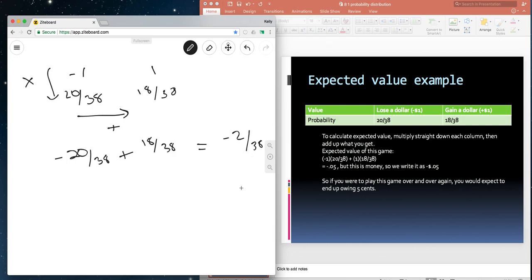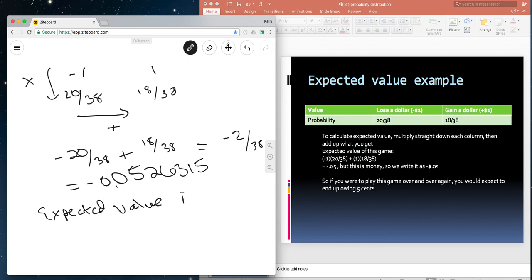Okay, well, I don't really know what -2 out of 38 means. So you can plug that in your calculator, and you get that that's really equal to -0.0526315, and it keeps going. Now, the important thing to know is that expected value is not a percent. So please don't tell me that's 5%. It's not, because of that negative sign.